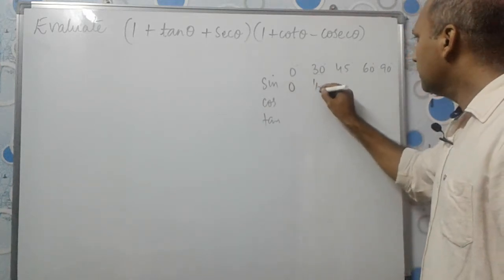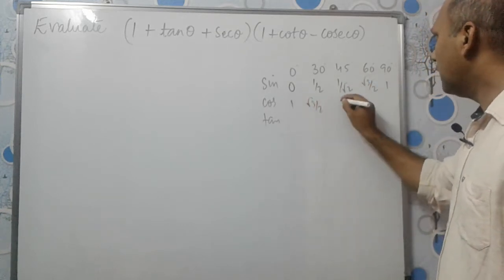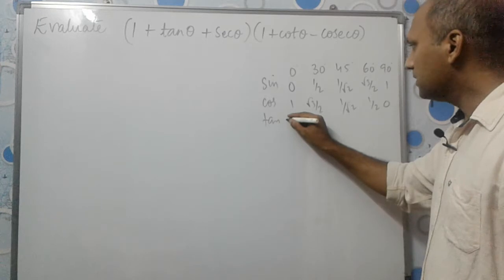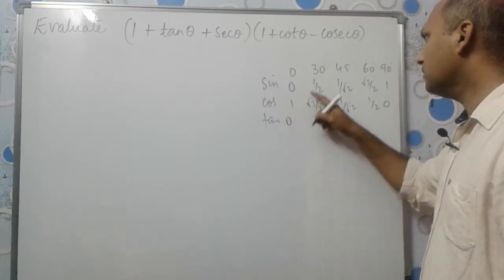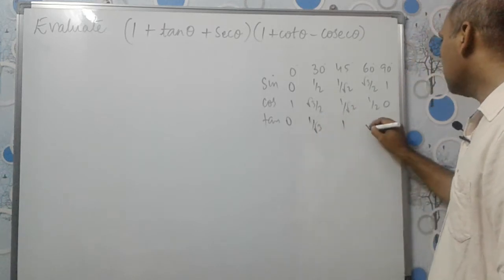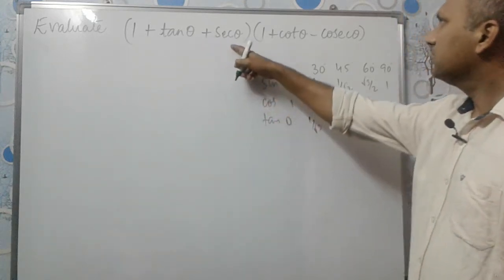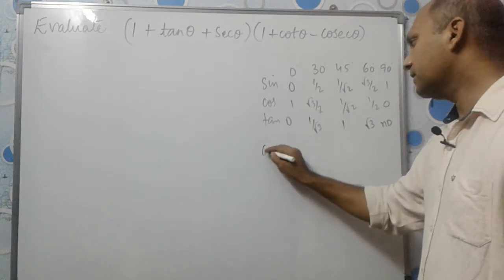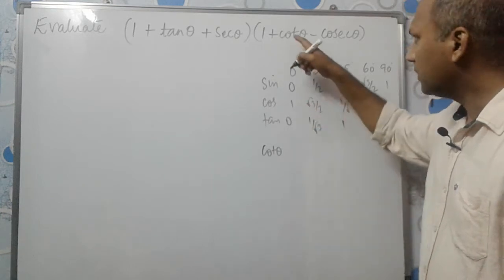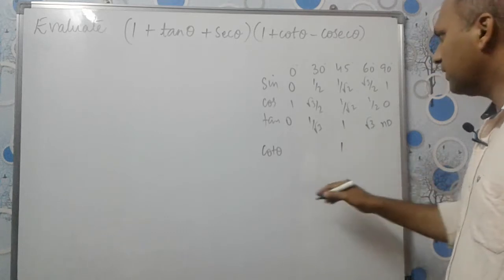These are sine values and these are cos values, right? Sine divided by cos will give us tan. So this is 0 by 1 is 0, 1 by 2 divided by root 3 by 2 is 1 by root 3, and this is 1, this is root 3 and this is not defined. We have tan and secant, cot and cosecant. Let us write cot also. Since we are substituting 45 degrees, I'll write only 45 degrees here. Cot 45 is also 1.